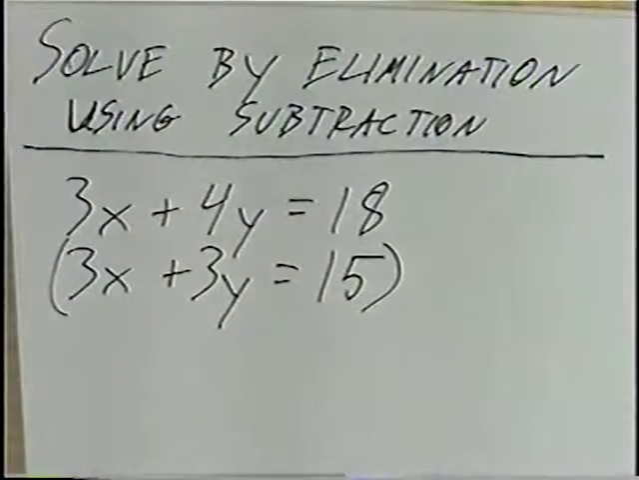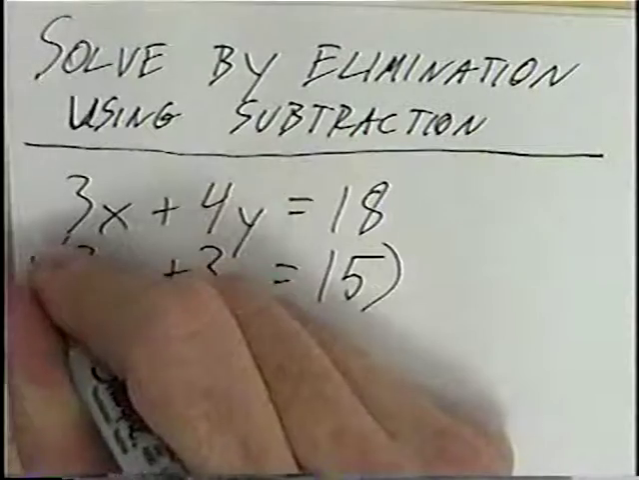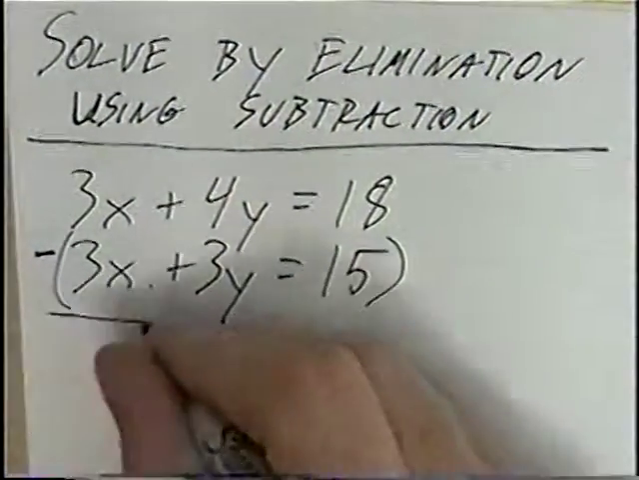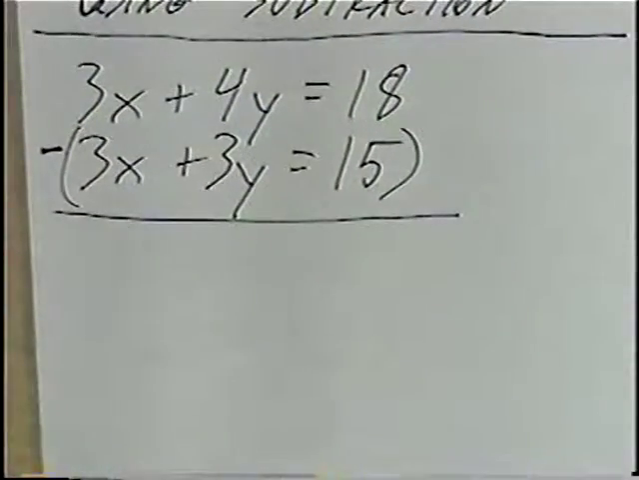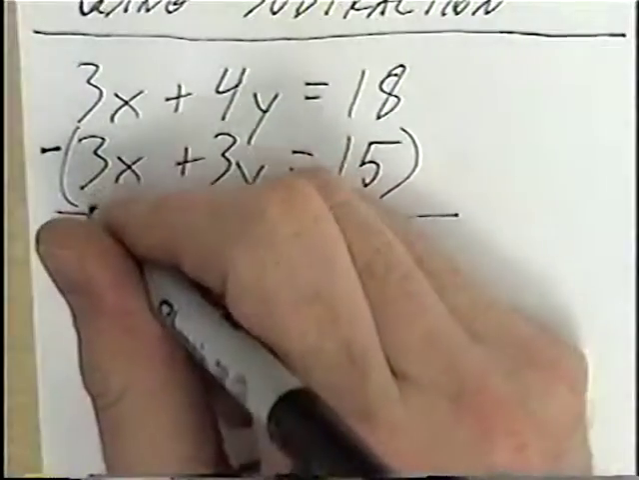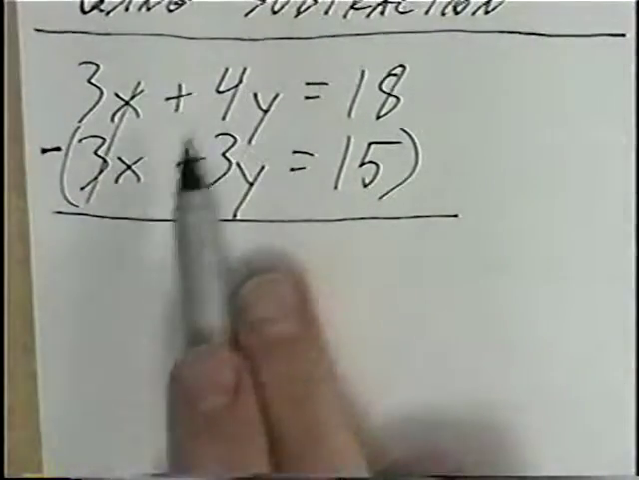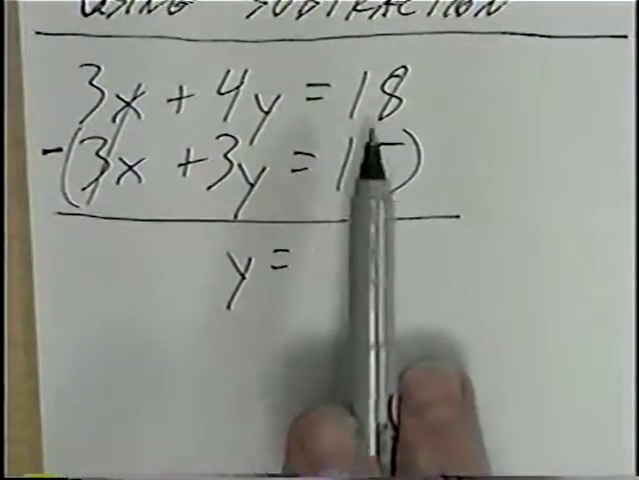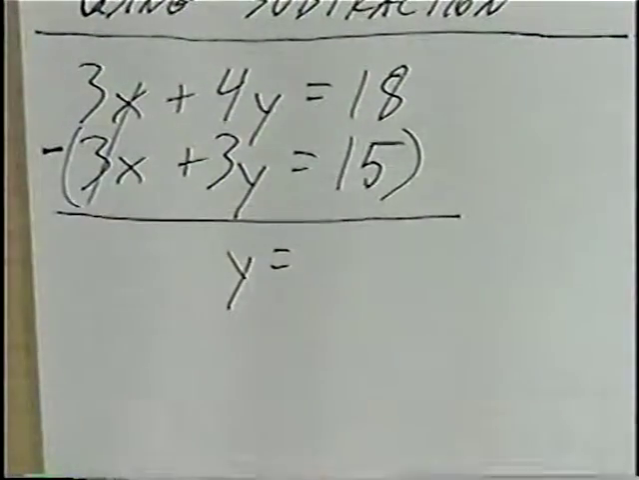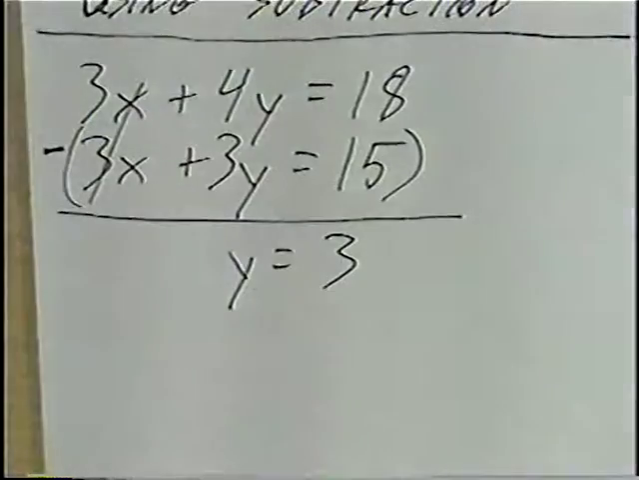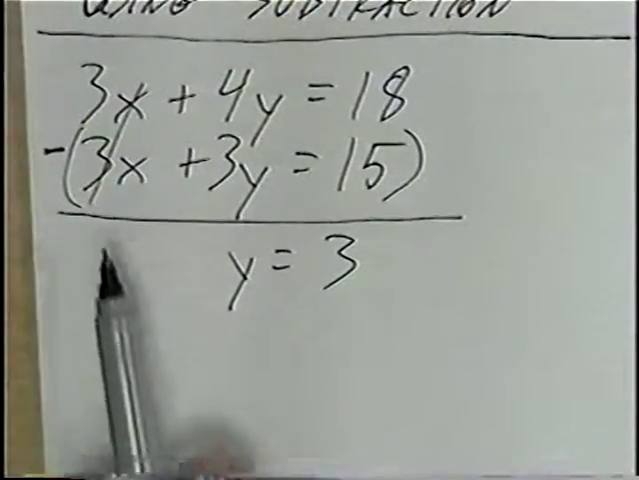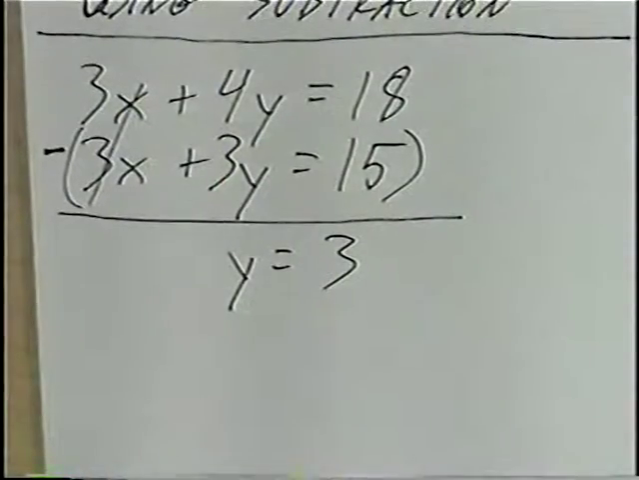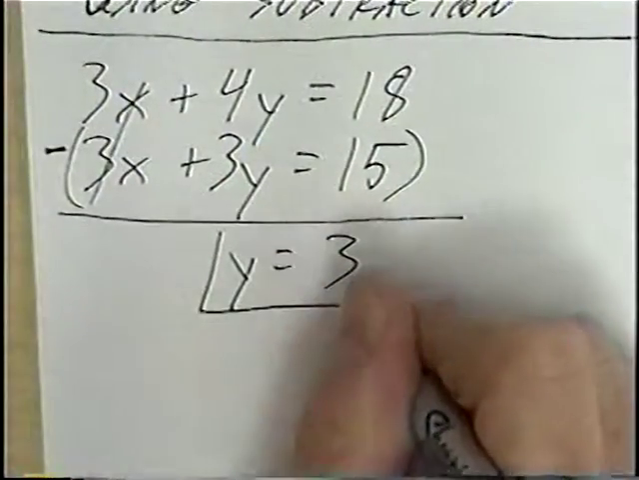Putting parentheses around the second equation and putting a minus sign outside the parentheses will subtract the second equation from the first equation. 3x minus 3x would cancel. 4y minus 3y would be 1y or just y. And 18 minus 15 would be 3. So using subtraction, we can eliminate or cross off the x's. Simplifying, we actually have our answer. Our first answer would be y equals 3.